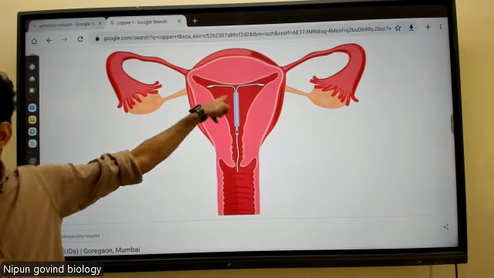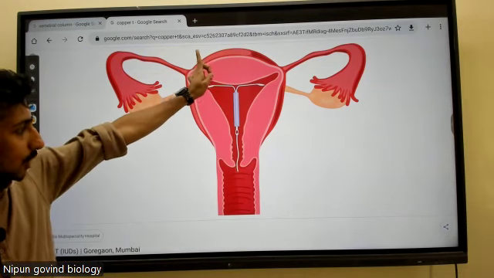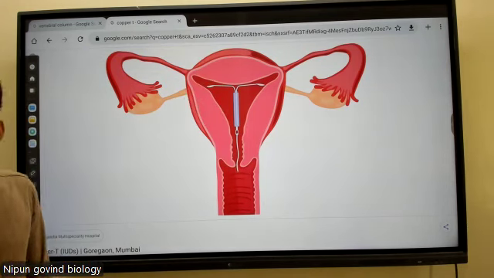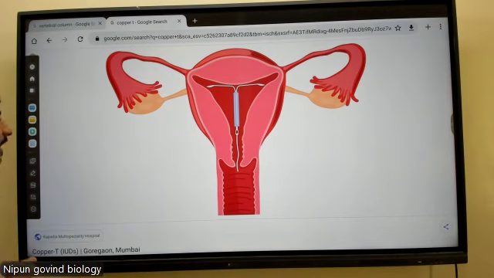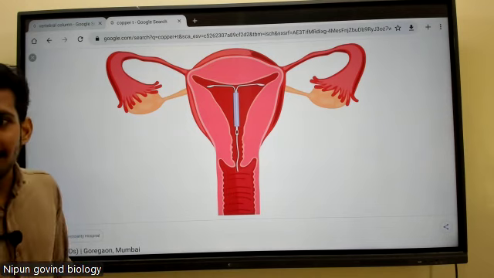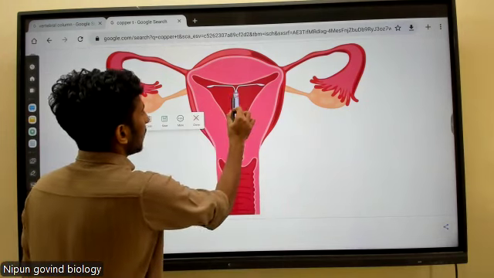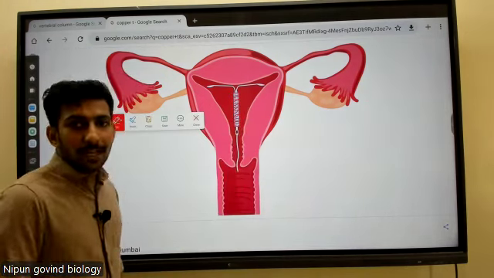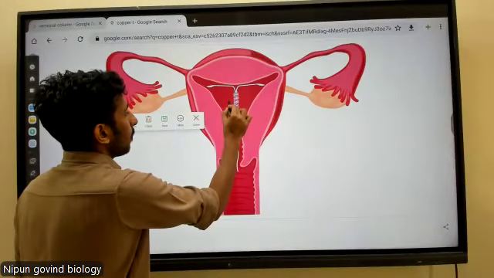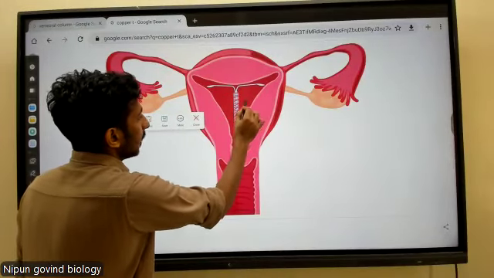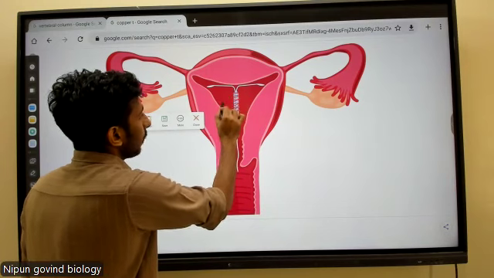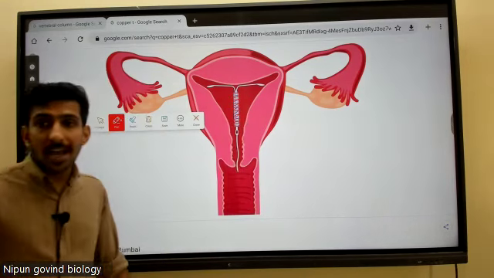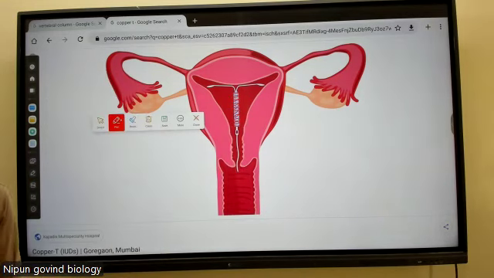It's a T-shaped thing that is inserted into the uterus, and on this there will be a copper wire. What wire? Copper wire. There will be a coiled copper wire here. That copper wire continuously releases copper ions. That copper ion kills the sperms.